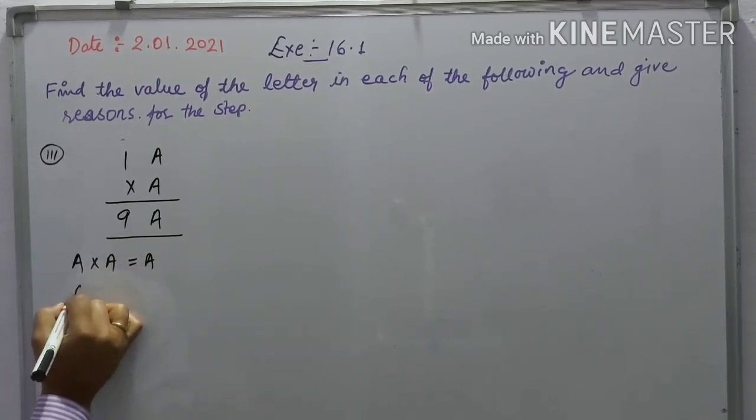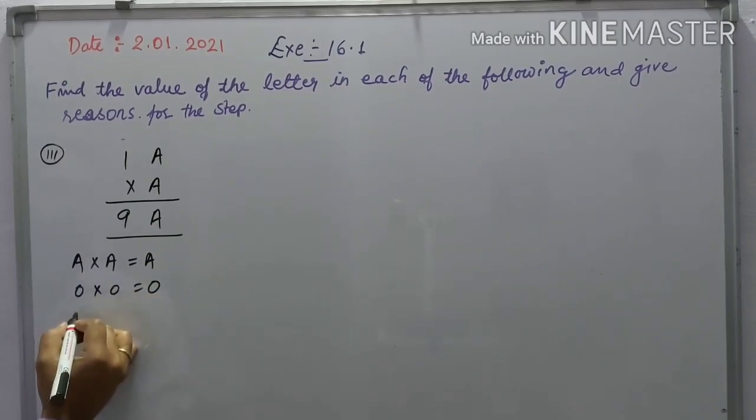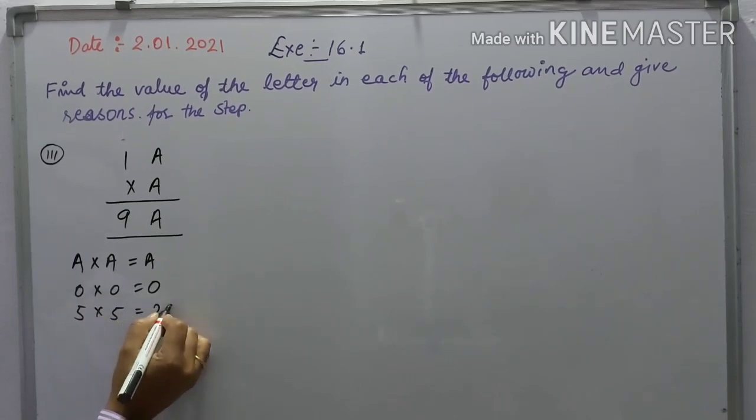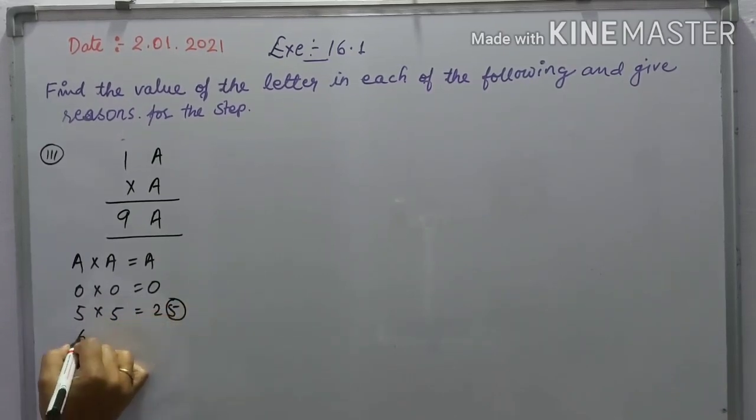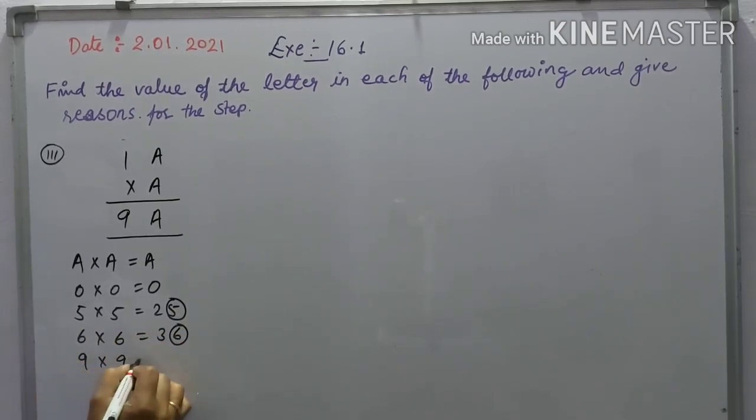So simply you 0 into 0 is equal to 0, and 5 into 5 is 25, that 5 come. 6 into 6 is 36, that is 6 come. And 9 into 9 is 81, but 9 is not come. This is cancelled. So they choose the three numbers 0, 5 and 6.